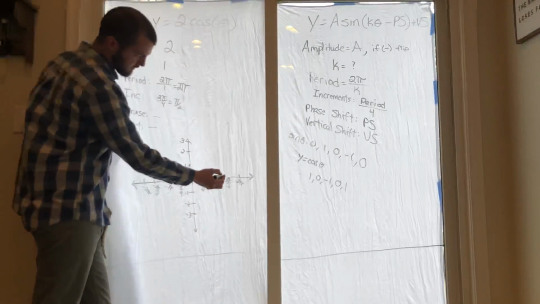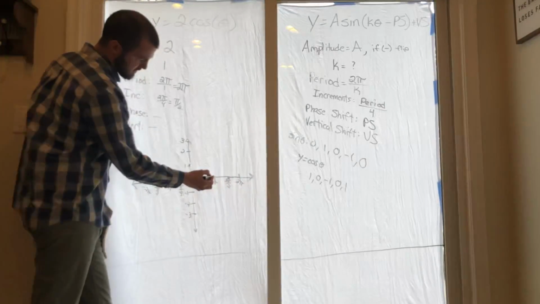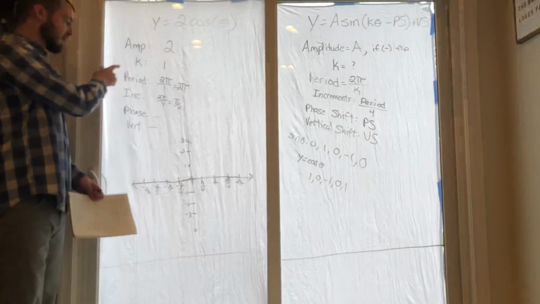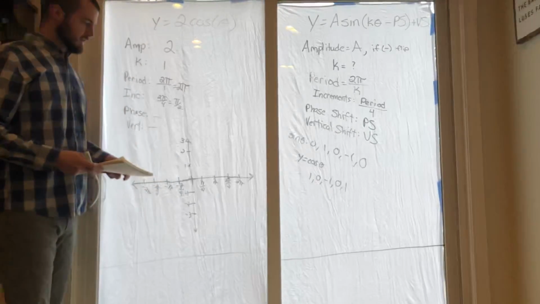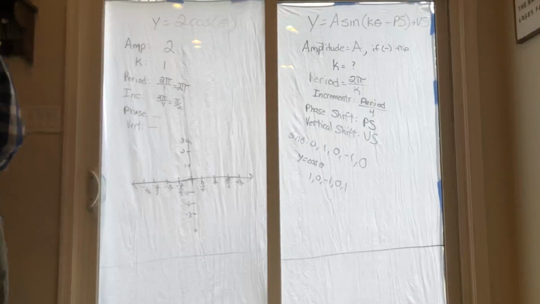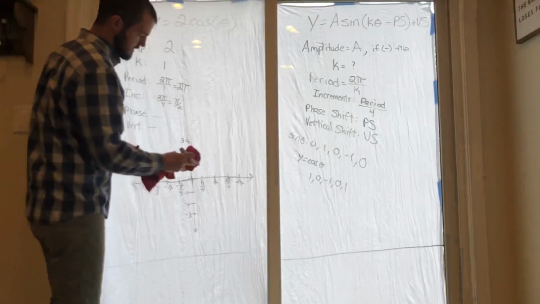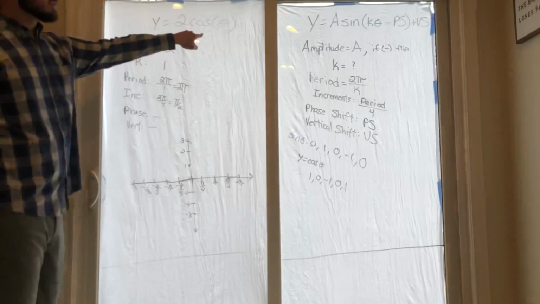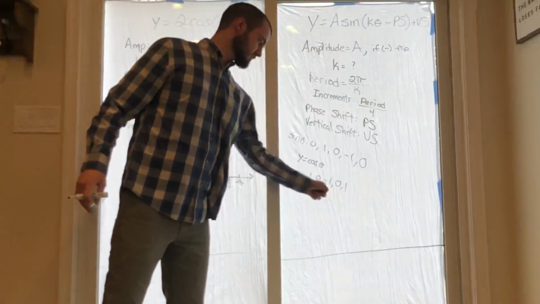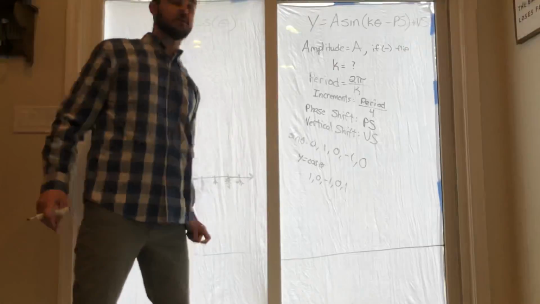Again, it will later, which is why it's going to be a little bit annoying at first that I keep going through the k and the period and the increments. But again, it's a habit that I need you guys to get into. All right, so now we're doing cosine, right? So concentrate on these, the ones, the zeros, the negative one, the 0, the 1, okay?